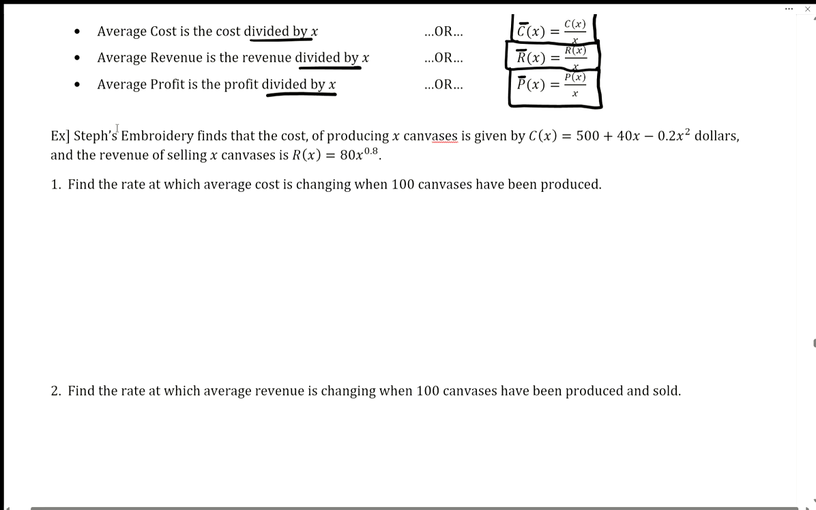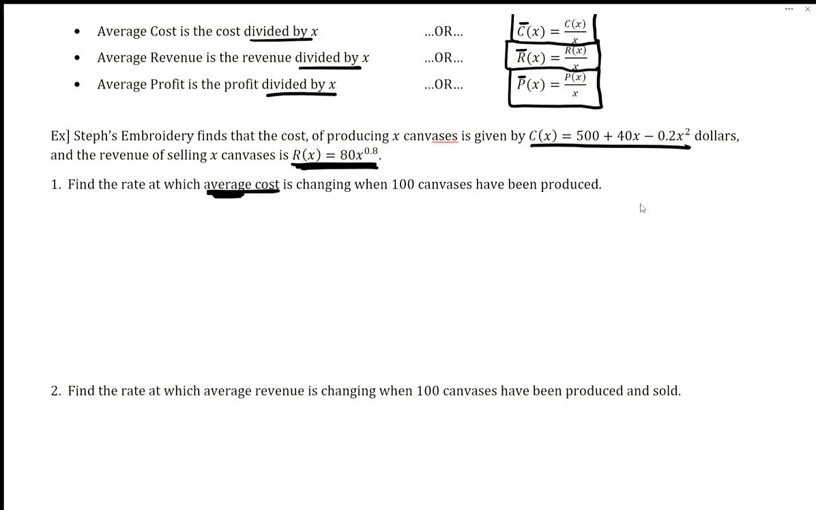Okay, so it says Steph's Embroidery finds that the cost of producing x canvases is given by C of x equals 500 plus 40x minus 0.2x squared dollars, and the revenue of selling x canvases is R of x equals 80x to the 0.8. Find the rate at which average cost is changing. So we see average, but they also say rate changing, so that means we do need to find the derivative of average cost, and then we'll plug in a number.